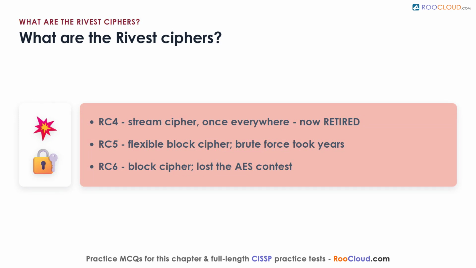The fifth, RC5, is a block cipher with flexible sizes that stood up to a brute force cracking effort that took years to break just one message. The sixth, RC6, was a block cipher offered as a candidate for the next national standard, but it lost that contest and never caught on. Think of 3 siblings from one family. One disgraced, one respected, and one that never made it big.